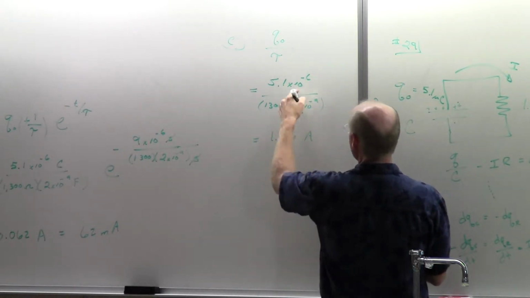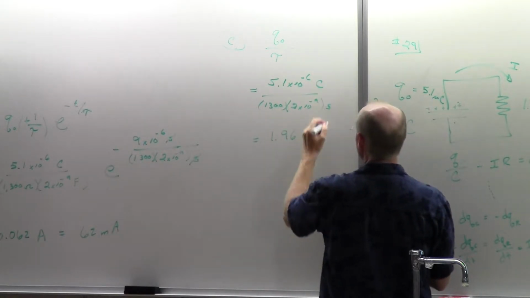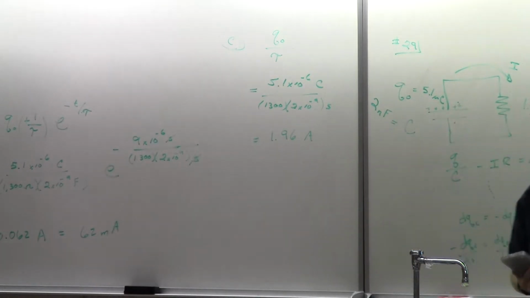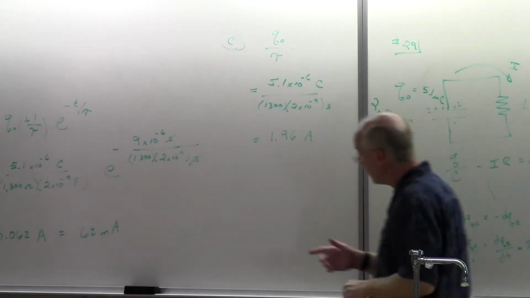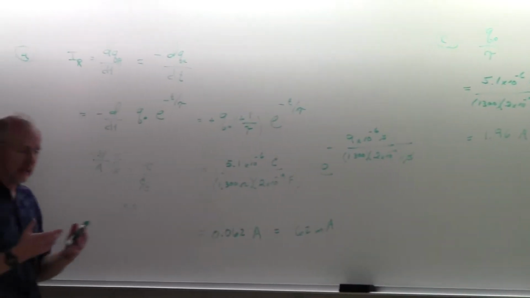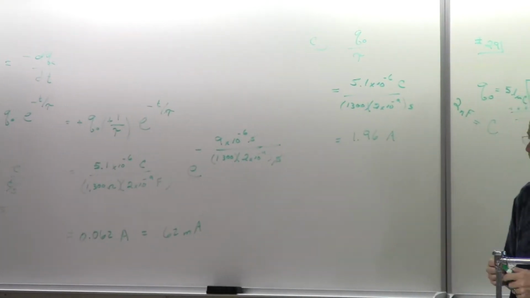1.96 amps. And again, this is coulombs, and this is an ohm times a farad, which is a second. Coulombs per second is an amp. So about 2 amps is kind of what this starts. So you hook it up, it's 2 amps, and gets less and less and less and less. And what we just did here is all the way down to 62 milliamps after a long period of time.